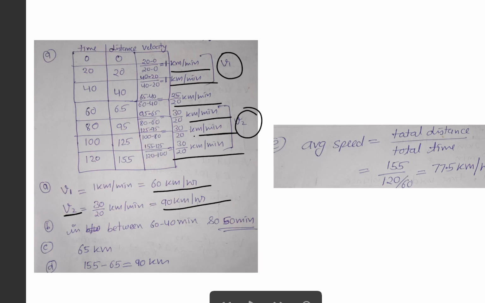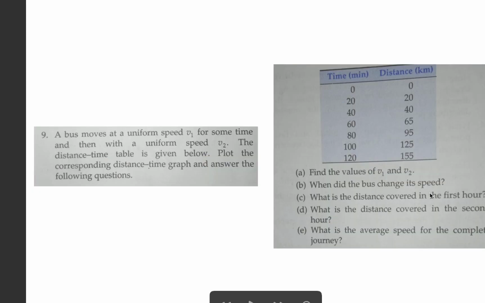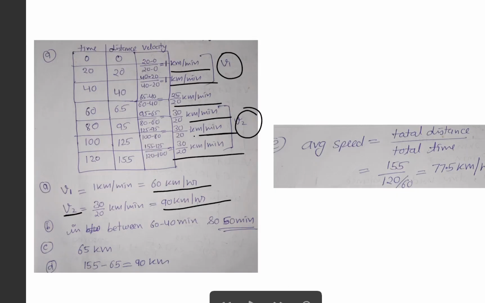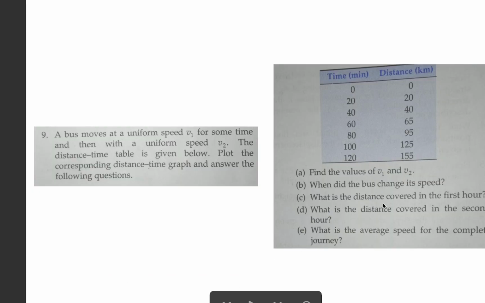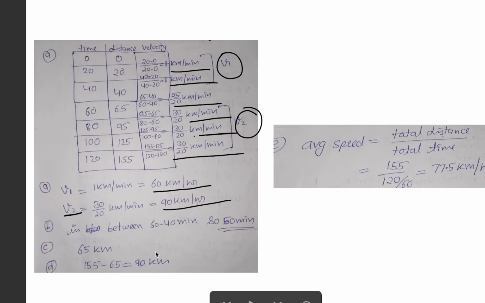In the second question they ask, when did the bus change its speed? So the bus changes its speed in the 40 to 60 time period. So 50 minutes is the answer. In the C, what is the distance covered in the first hour? So this is the first hour. So the total distance covered is 65.